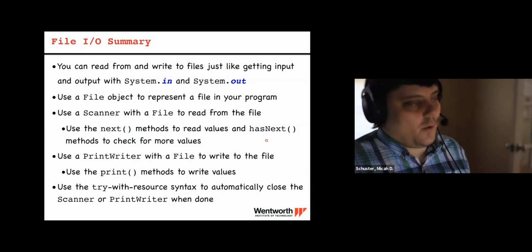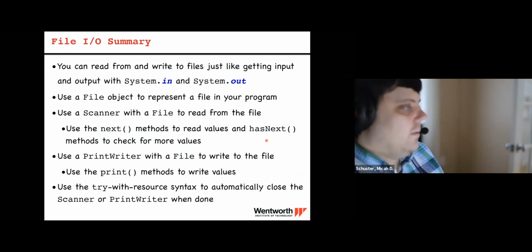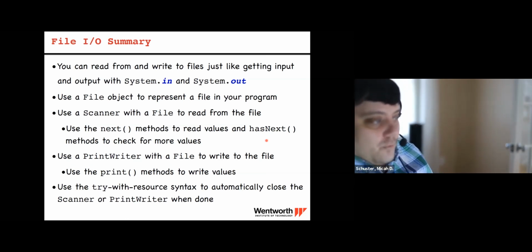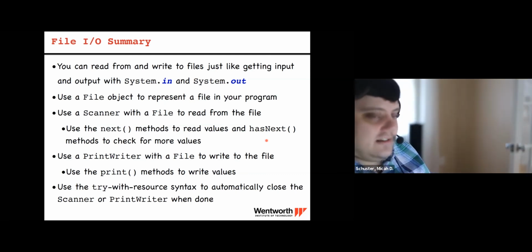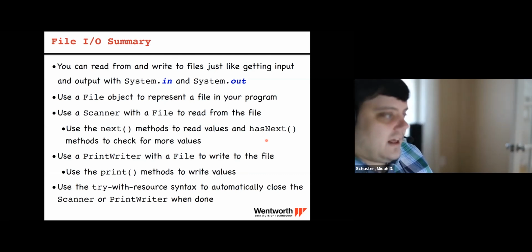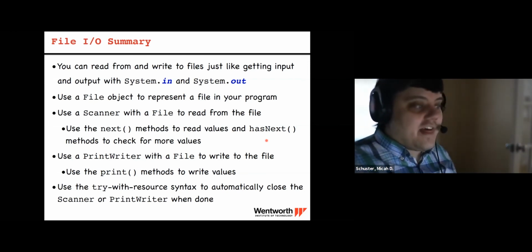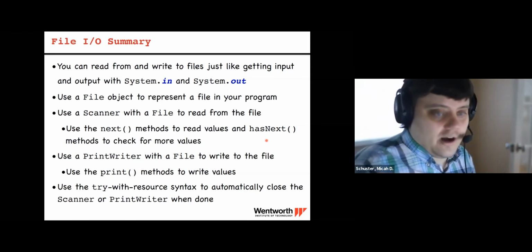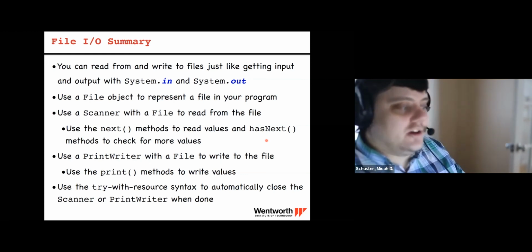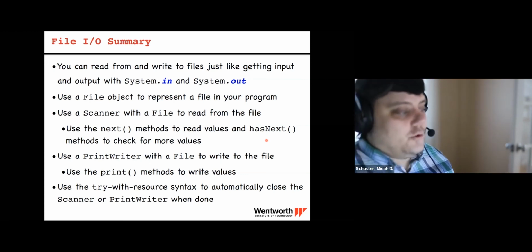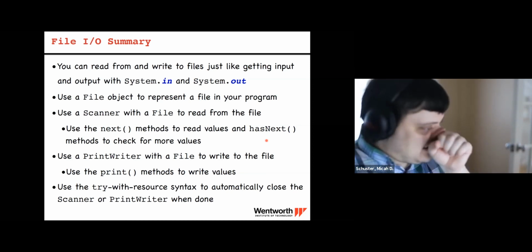Okay, so summary-wise, this is relatively easy to use, and that's one reason why I like Java File I/O. You can read and write files just like using System.in with a scanner, and just like using System.out for using print and printf and println. The file object itself, when you say new File and then give a name, actually represents the file in your program, like the actual file on the drive. Scanner then interacts with that so that you can use all of those next methods or those hasNext methods, checking for more values that may exist within the file.